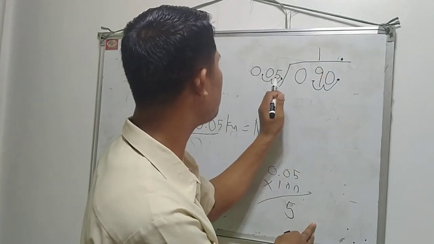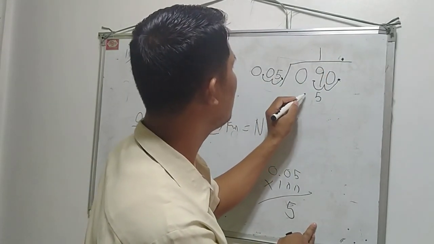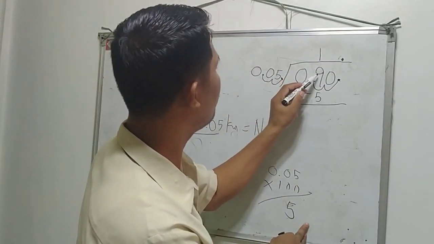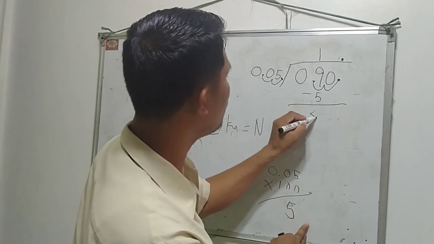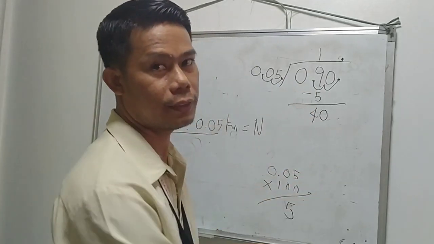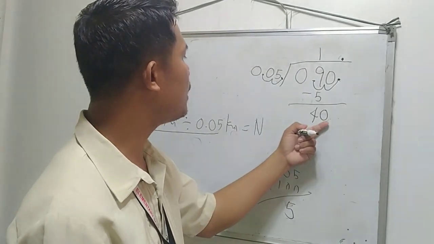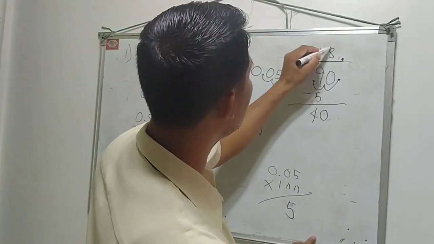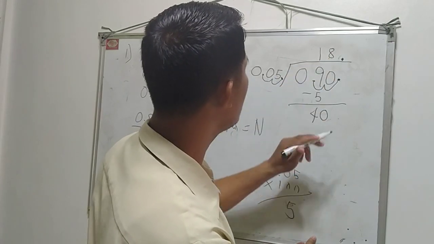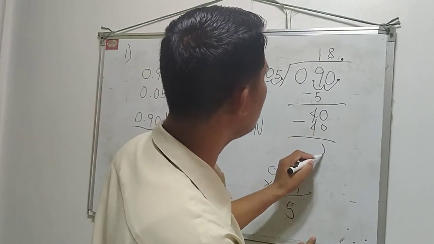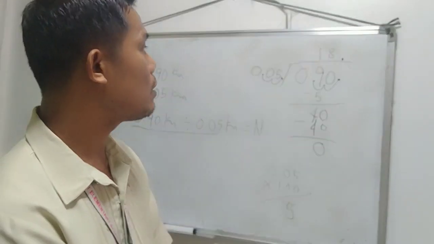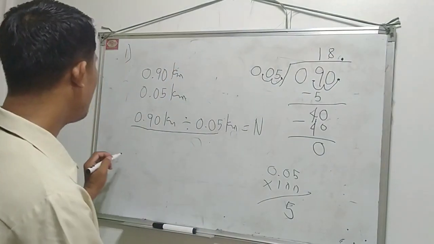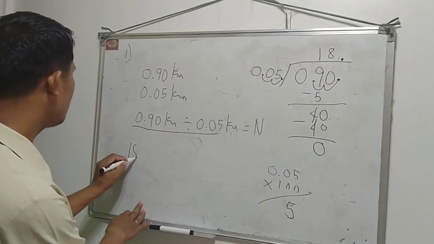Then, 1 times 5 equals 5. Then, minus. So, we have 9 minus 5 equals 4. Bring down 0. Now, 40. 40 divided by 5 equals 8. Very good. We have 8. Then, 8 times 5 equals 40. So, we have no remainder now. So, 0 remainder. So, our answer is 18. So, 18 ano na yon? We have, our answer is 18 seedlings.